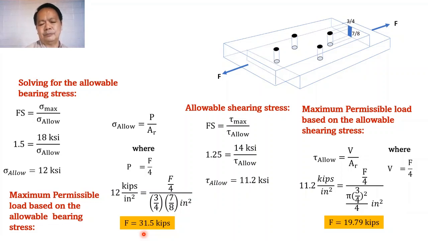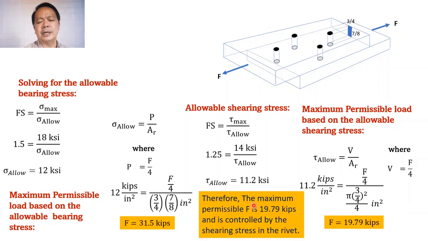Knowing two possible values of F, what F are we going to give? Because we need to determine the permissible value without exceeding any of the allowable stresses. Therefore, the value that we are going to give shall be the smaller one, which shall be governed and controlled by the shearing stress on the rivet. Hence, we shall have here our conclusion that the maximum permissible F is 19.79 kips and is controlled by the shearing stress in the rivet.